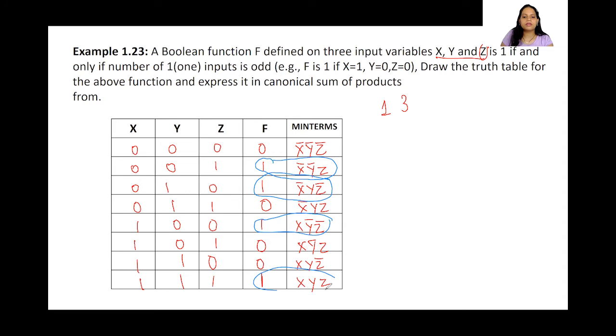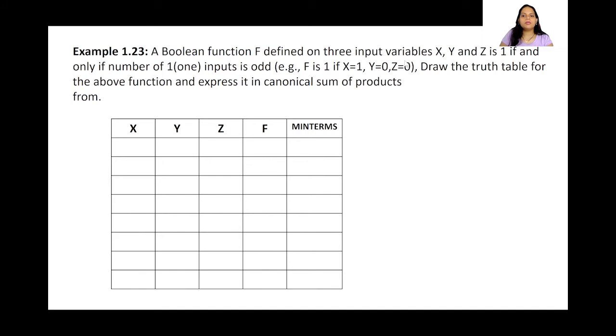These, and this one. So the canonical sum of product form of this one is z equals x bar y bar z plus x bar y z bar plus x y bar z bar plus x y z. So this is the canonical sum of product expression of the given question. Okay, I hope this is clear. This is the truth table method of finding the expression.